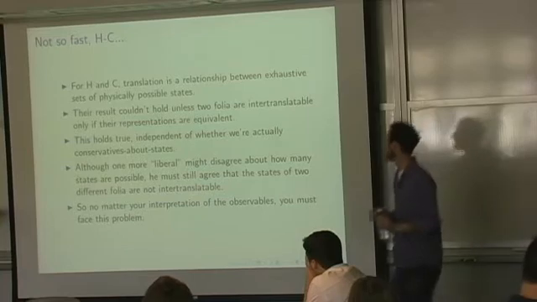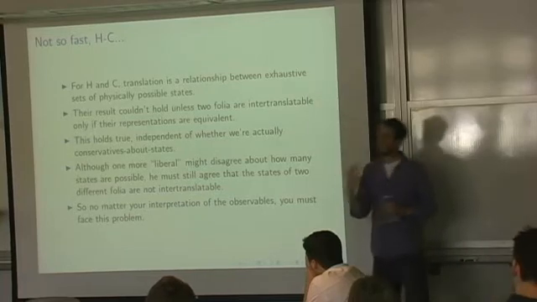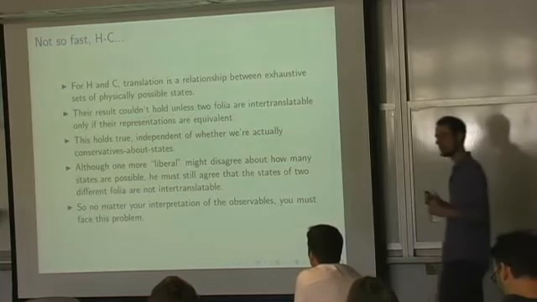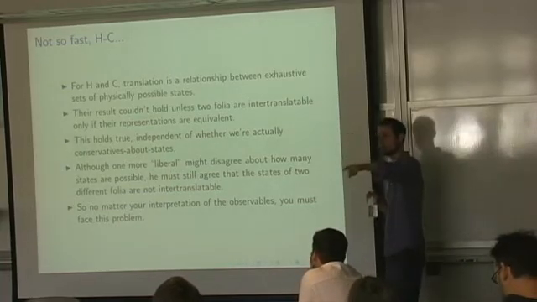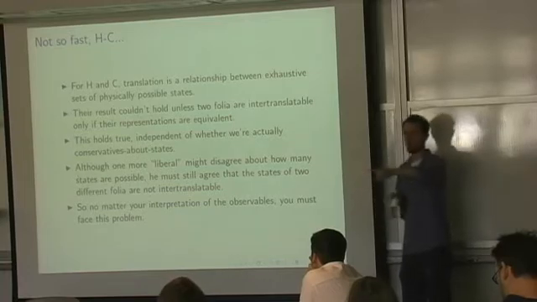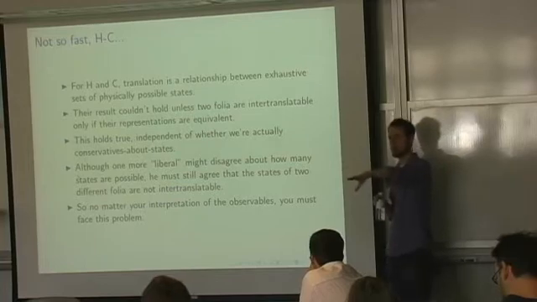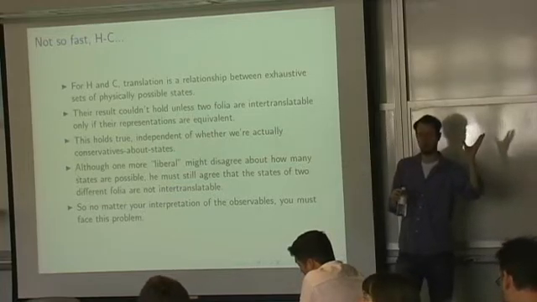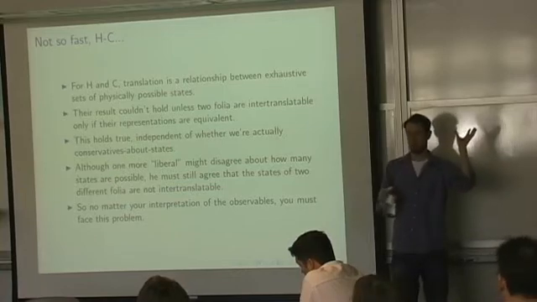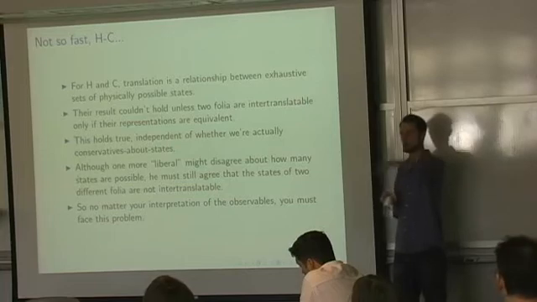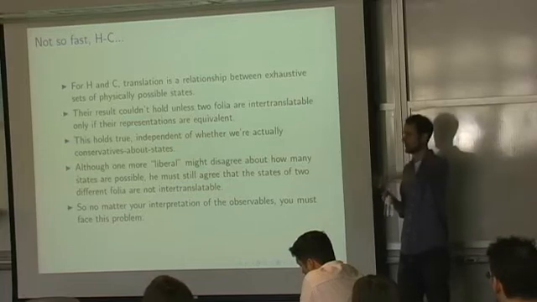Right? Because they say, look, a conservative about states, somebody who thinks that only the plus z states of the magnet are possible, would say, okay, let me try to make a translation scheme between my plus z states and the plus x states that this other guy is laying down before me. I can't do it, right? So it must be that those plus x states are physically inequivalent to my plus z states.